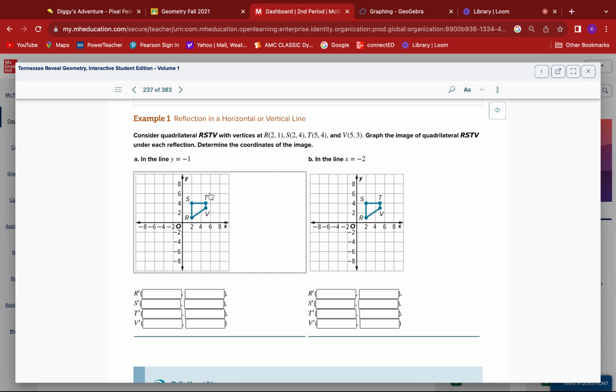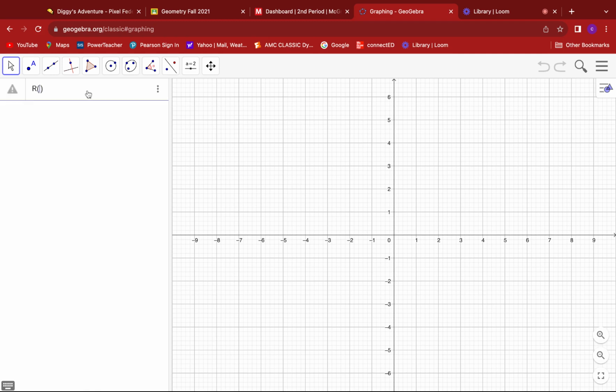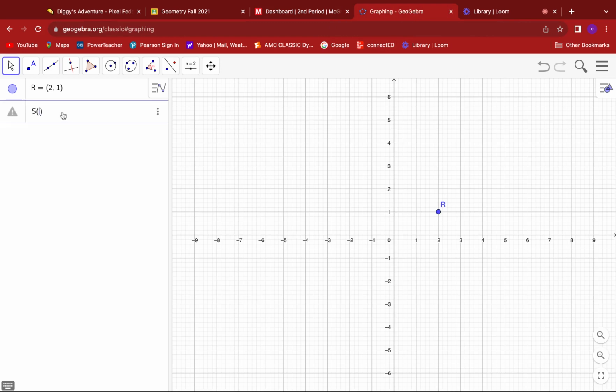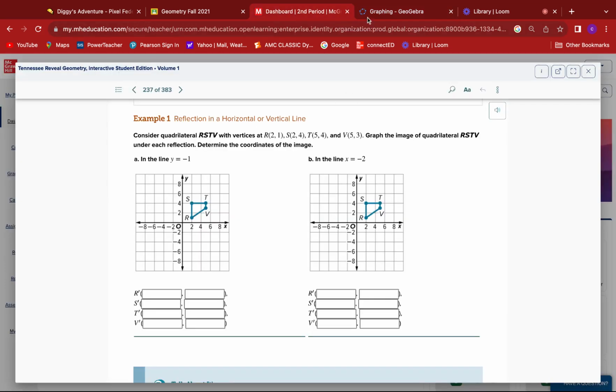Okay, well, first off, if you're a visual person, I'm going to open up my GeoGebra and put these ordered pairs in. The (2, 1), the (2, 4), the (5, 4), and the (5, 3). So, yeah, here goes. All right, R is (2, 1). S is (2, 4), and T is (5, 4). And last but not least, V is (5, 3). And I'm going to go ahead and connect them to make it look like this little trapezoid thing I've got going on here.